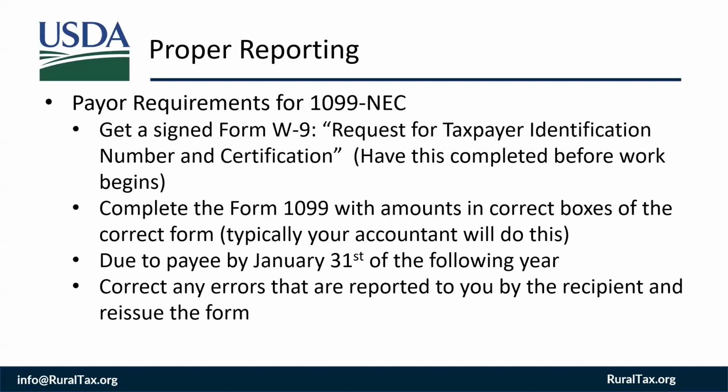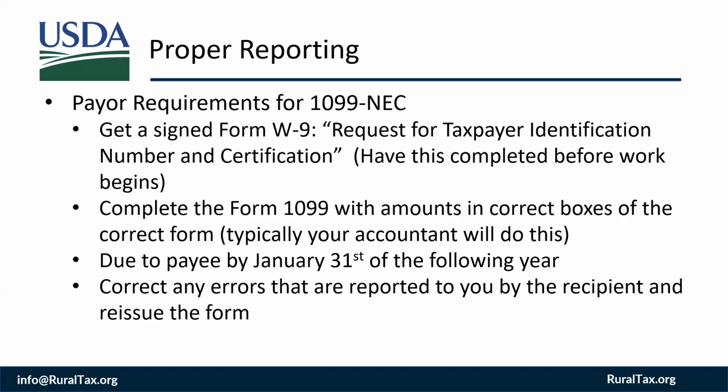So proper reporting. Like I said, you've got two ways a farmer or rancher could end up having to deal with the reporting on the 1099s. If you are a payor, in other words, you're paying somebody else. If it's a 1099 NEC, you've got to get a signed Form W-9. That's a request for taxpayer identification number and certification. IRS and others have suggested to get that completed before the work begins.